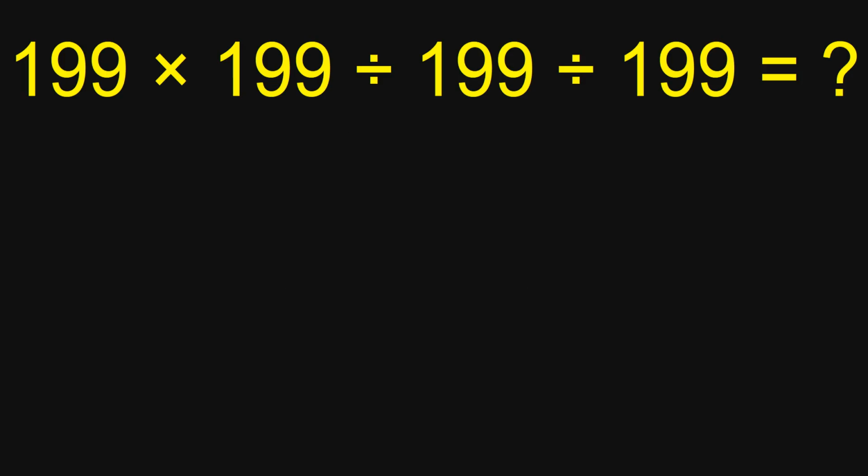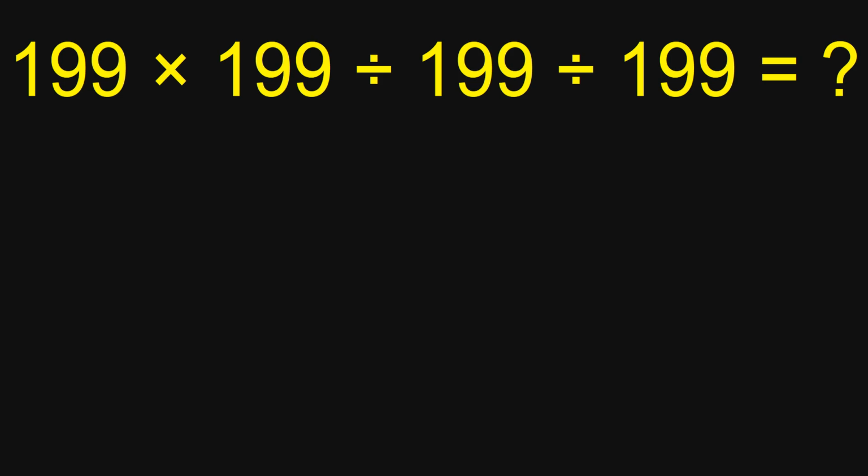In our problem we have 199 times 199 divided by 199 divided by 199. According to the order of operations, we have to work from left to right. So first we have to do this multiplication, then this division, and finally this division. If you do this division before this multiplication, it's wrong.